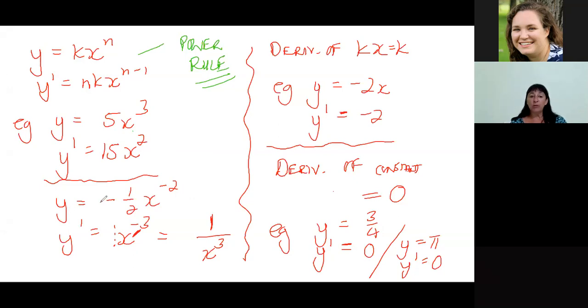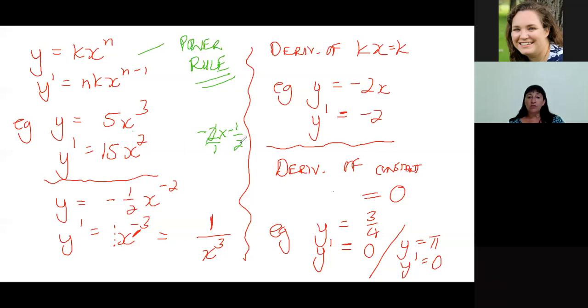Right, another example would be minus a half x to the minus 2. It's something x to the something. So again, it's a power function. So we use the power rule. We bring the power forward. Minus 2 times minus a half. Now, of course, you can use the calculator to do that. I would like to think that most of you would be comfortable actually physically working it out. So minus 2 times minus a half.